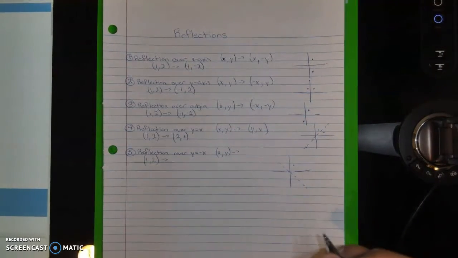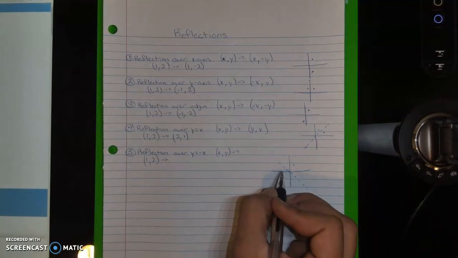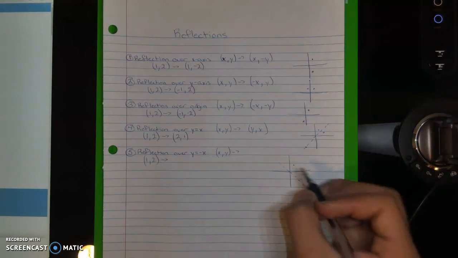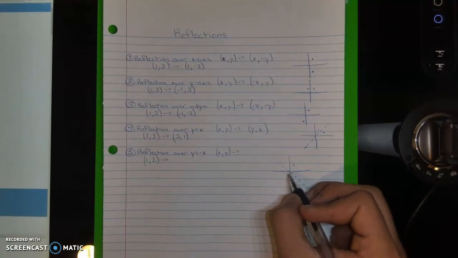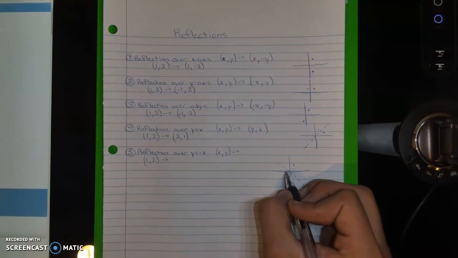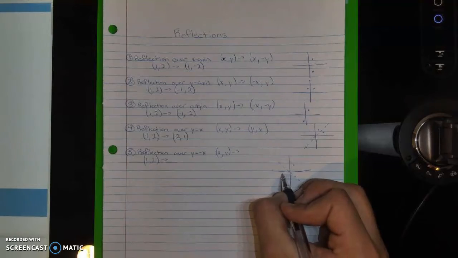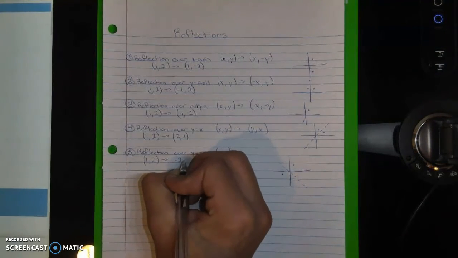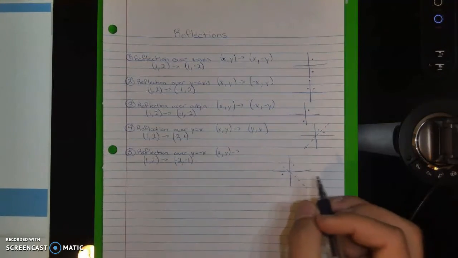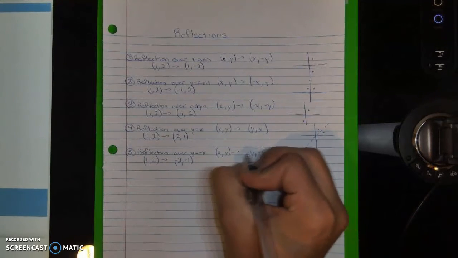When we reflect over the y equals negative x, same exact principle, except it's a different line. It's this dotted line here. So we're going to be reflecting across this way with our point. So (1, 2) is going to become (-2, -1). And to write that with the y-x, we can write it as (-y, -x).